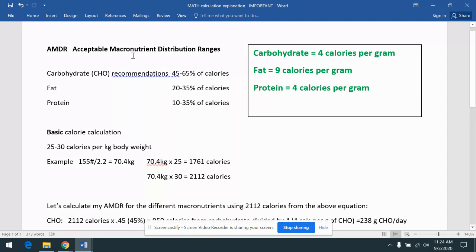And those ranges are for carbohydrate. A healthy person should have 45 to 65% of calories coming from carbohydrate. Fat. A healthy person should have 20 to 35% of calories coming from fat. Protein. A healthy person should have 10 to 35% of their calories coming from protein.